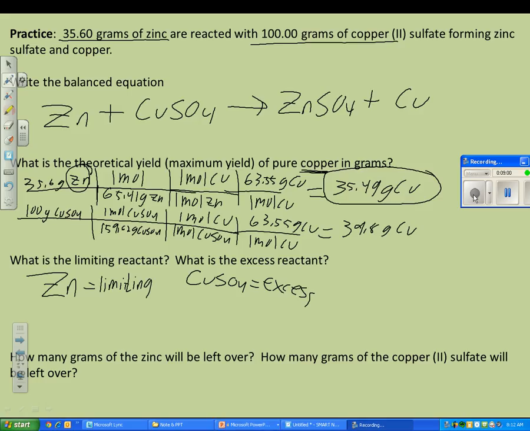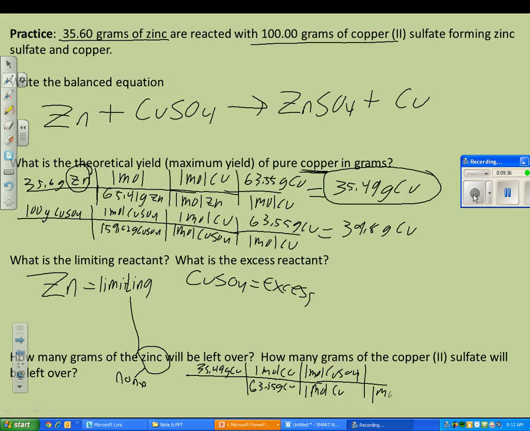So how many grams of zinc will be left over? Well, zinc is limiting, so that one is always none. And for the excess reactant left over, remember you start with your theoretical yield, which is going to be 35.49. Convert that to moles, and molar mass. Mole ratio is easy. And that will give you 86.88 grams used. So you had 100, you used 86.88. That leaves you with 13.12 grams left over for the copper 2 sulfate.